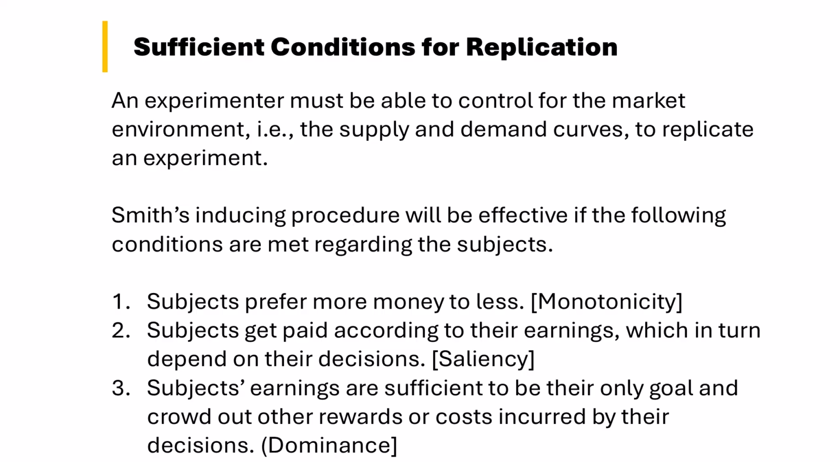What are the sufficient conditions that must be true if we want to replicate one of Smith's experiments and see for ourselves what happens? First, subjects must prefer more money to less. Second, subjects get paid according to the earnings rules we described. Third, the earnings are sufficiently large to crowd out any other rewards and costs incurred by their decisions. If the conditions of monotonicity, saliency, and dominance hold, then subjects will behave as if the values and costs are their own preferences, that is, what matters to them.